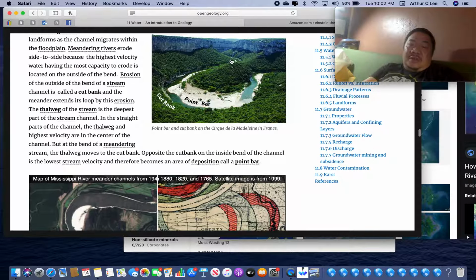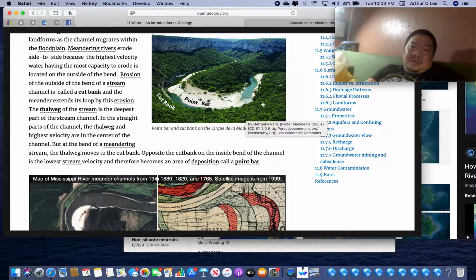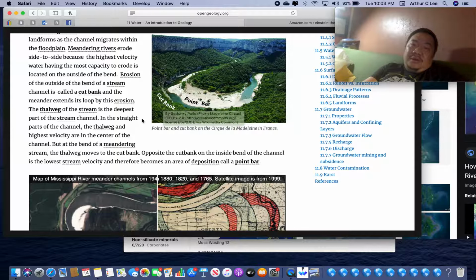Okay, here's a look how curvy this meander is. This is an old age river in France, on the Cirque de la Madeleine en France, and you can see the point bar, the sand that's deposited on this inner bend, and you can see the cutback. So the river is growing this way, from here to here. It's going to become more and more meandering until finally it becomes too meandering, and the river will overtop its banks and take a shorter path and leave this behind as an oxbow lake.